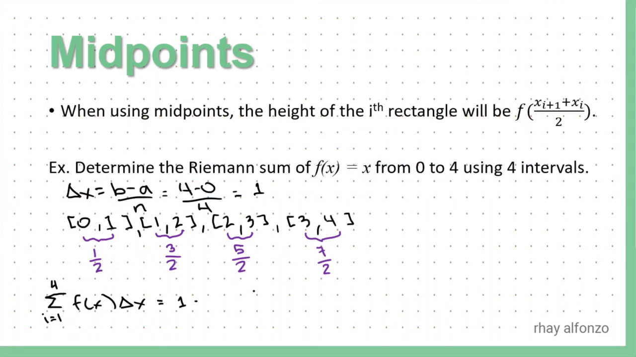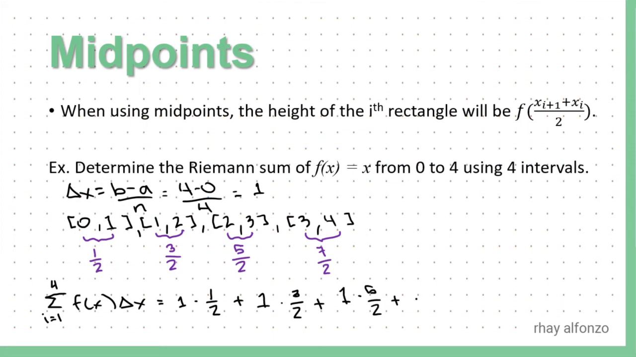so let's write first delta x, so that is 1, times f of x, substituting 1 half to f of x just gives us 1 half, plus 1 times our second midpoint, 3 halves. So substituting this to the function f of x, we still get 3 halves. So 1 times 3 halves, plus our third midpoint, 5 halves. Substituting to the function f of x is equal to x, we'll still get 5 halves. So 1 times 5 halves.